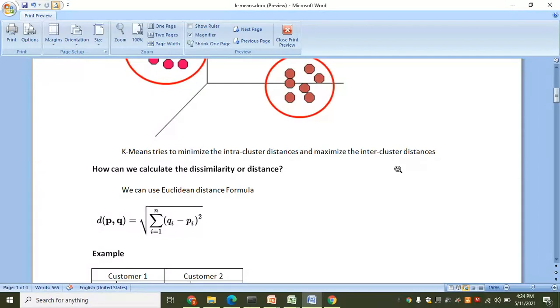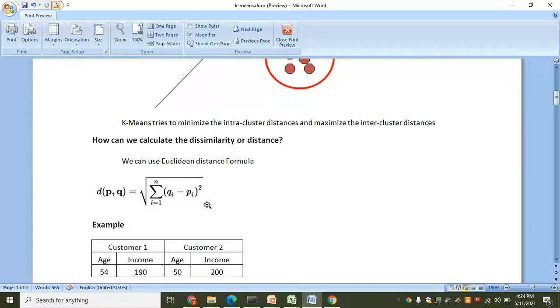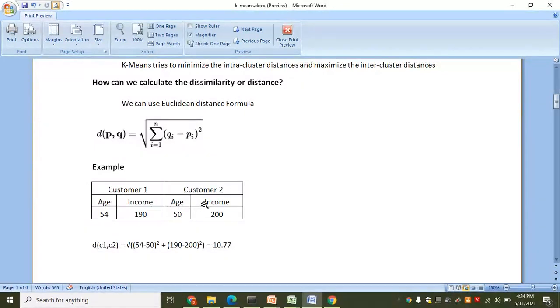How can we calculate the dissimilarity or the distance? For that we are going to use Euclidean distance in this problem. This is the Euclidean distance formula, and we will understand it using an example. We have two customers, customer 1 and customer 2. Each customer has two features, age and income. Customer 1 is one row in a data set, customer 2 is another row. Customer 1 has age 54 and income 190, and customer 2 has age 50 and income 200.